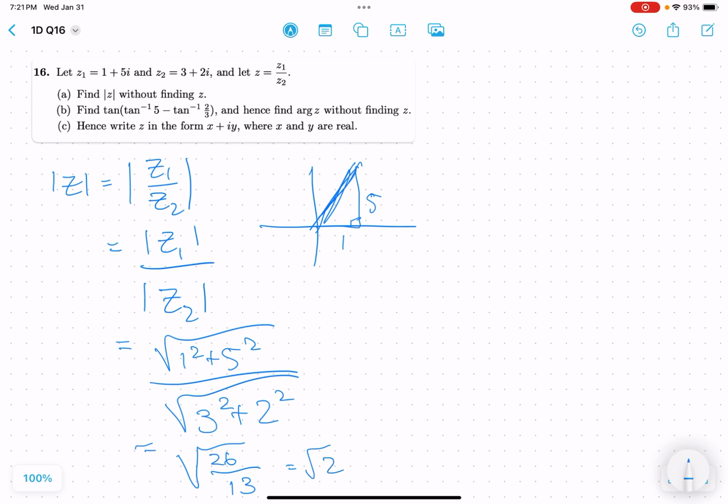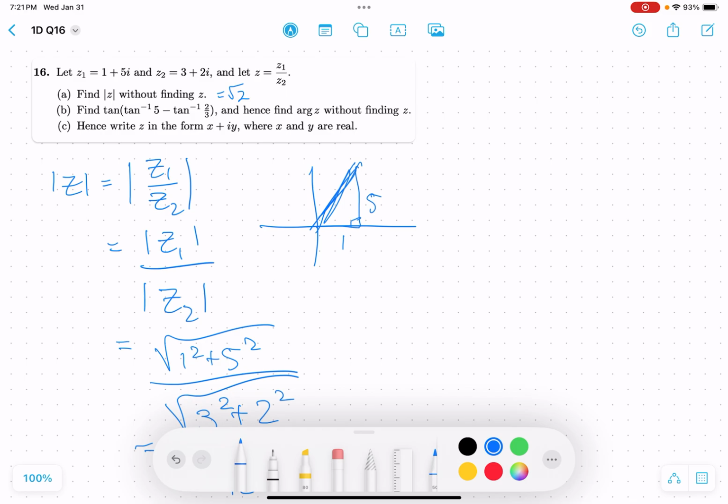I couldn't fit it in, so I'm just going to write next to here that is root 2. So the length of our z is root 2. So that's handy to know for later.